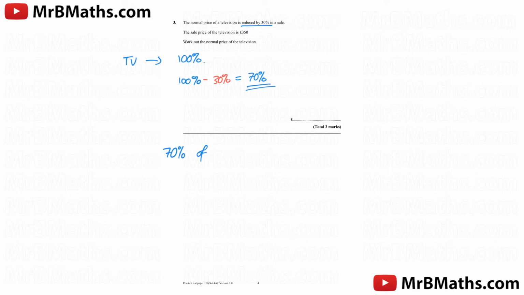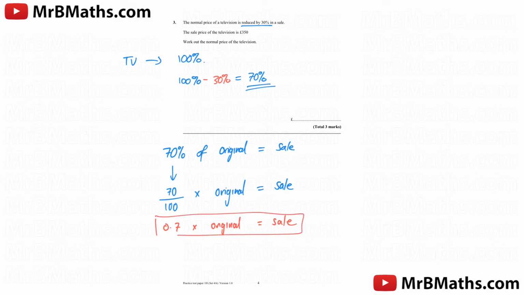So let's write original price. Okay, just leave it as original. 70% of original would equal the sale price. Okay, so if we just change this into some math terms, this would change into 70 over 100. Of in maths means to multiply. We have our original price value there and our sale. So we could write this down as 0.7 times original equals sale.